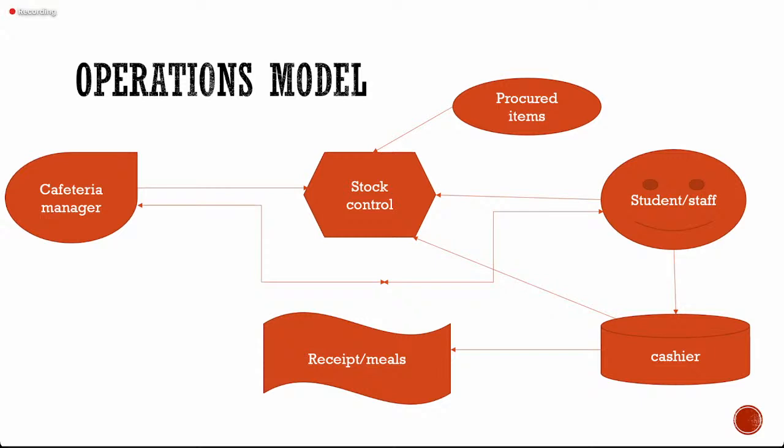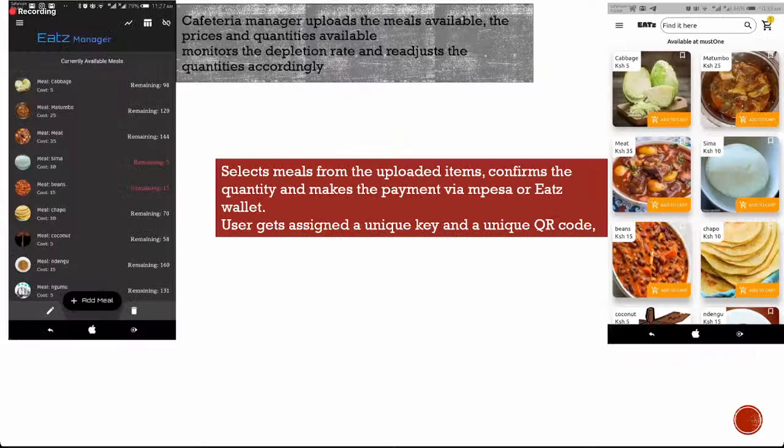This system monitors the depletion rate, so they can observe that chapatis end quite fast, so they can add more chapatis, and the database will accommodate that. Students here, you can see they will buy meals, and they will be given a QR code or a unique key. In case the screen is cracked and you cannot scan the QR, you have a unique key.